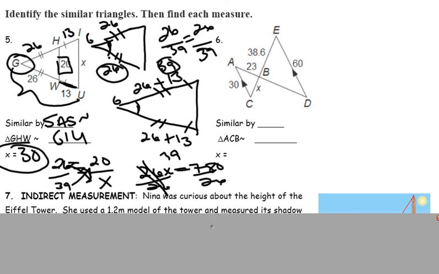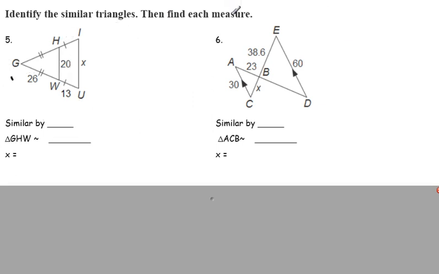Okay, number 6. Same thing as before. We definitely want to figure out why our triangles are similar. So here we're going to have those parallel lines, which is going to give us alternate interior angles here at D and A, and alternate interior angles this way at E and C. So we know that these two triangles are similar because we marked two sets of their angles congruent. So by angle-angle similarity, we know the triangles are similar.